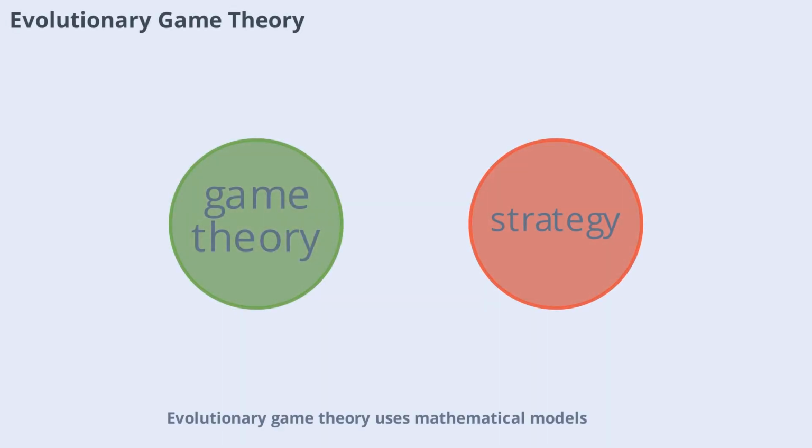Evolutionary game theory uses mathematical models to study how strategies evolve in populations. In simulations, organisms adopt different strategies, and their success depends on interactions with others. This approach helps explain behaviors like cooperation, competition, and altruism in nature.